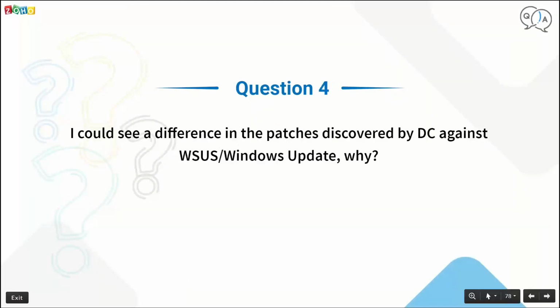Let's take a look at the next question. I can see a difference in the patches discovered by Desktop Central against WSUS or Windows Update. Why is that? Only Microsoft updates are visible in WSUS. Desktop Central, however, supports Microsoft and third-party updates as well. So this could be one of the reasons for the difference in the patches discovered.